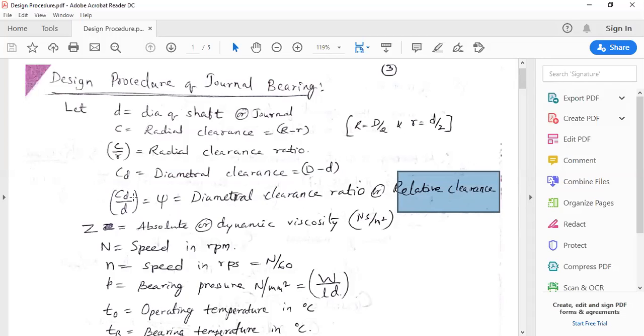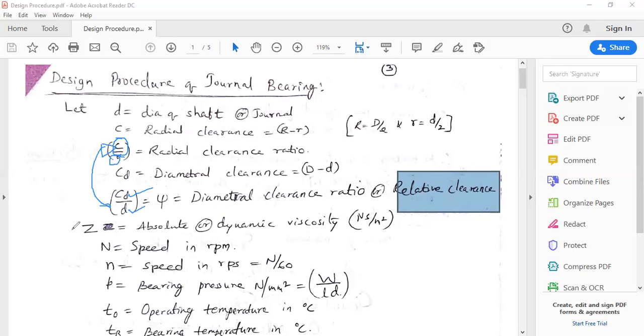If I substitute CD in terms of c, that will be 2 times c, and D in terms of R, 2 times R. So 2 gets cancelled. So CD by D is equal to c by R. So c by R and CD by D both are the same. Both ratios are the same, but we have to substitute half of the diameter clearance divided by half of the diameter of the journal in one, and the diameter clearance divided by the diameter of the shaft in the other. So the resulting value is the same for the radial clearance ratio as well as the diameter clearance ratio.